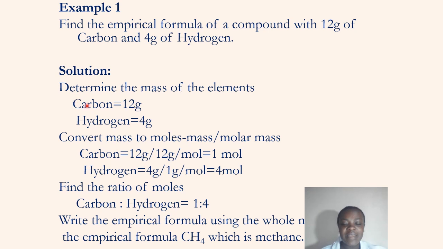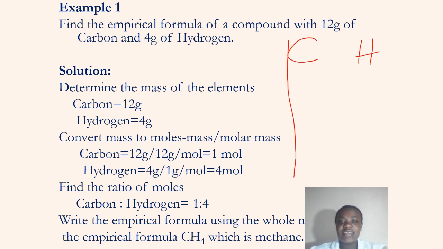The first step is to determine the mass of these elements, and in fact, we should start by writing the symbols for these elements. We have carbon, its symbol is C, and then we have hydrogen like that.